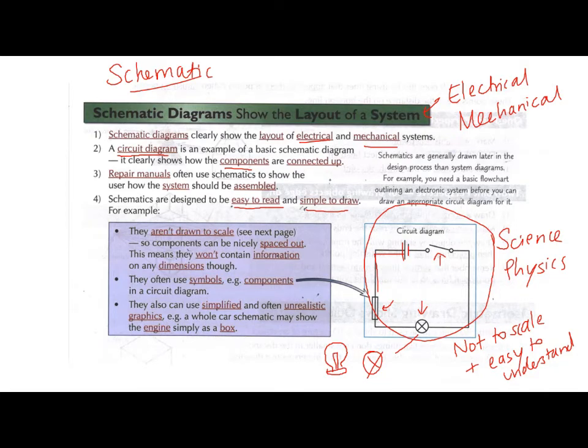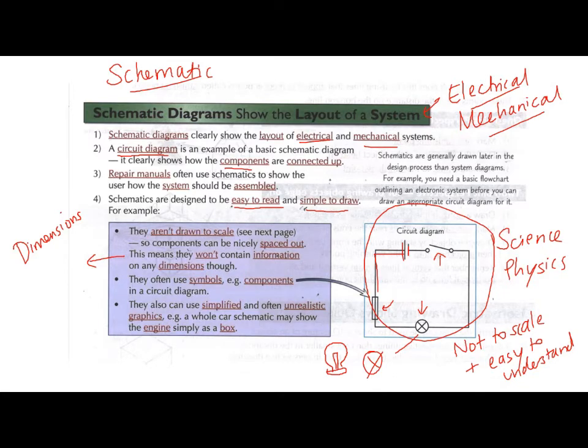You can just use a symbol. And they can also be simplified, and they often use unrealistic graphics just to simplify things and make it easier to understand. The negative of this is they won't contain any sort of dimensions, obviously, because they're not drawn to scale, and they're not the most realistic, but it shows you how everything links together in an electrical or a mechanical system. So a circuit diagram is a really good example of a schematic diagram.